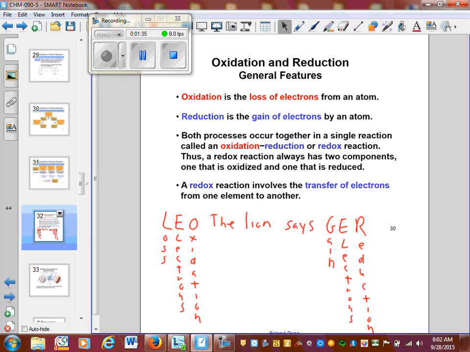An easy way to remember it is using this mnemonic. Leo the lion says grr. So Leo, loss of electrons is oxidation, and grr, gain of electrons is reduction. So later on when we get to chapter 15, we talk about organic chemistry, it's not quite as obvious. There's other ways you could talk about oxidation and reduction. But for now, this is the definition we're going to use.